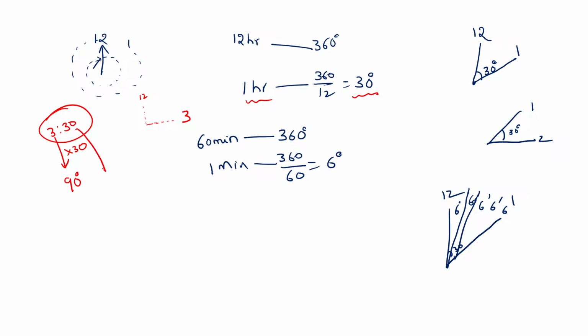Similarly, how many minutes are we having here? 30. So 1 minute equals 6 degrees, which means 30 into 6, you are going to get 180 degrees. So from here, if you have 180, you are going to have your 6. But if you observe carefully, here we are seeing an angle of 90.